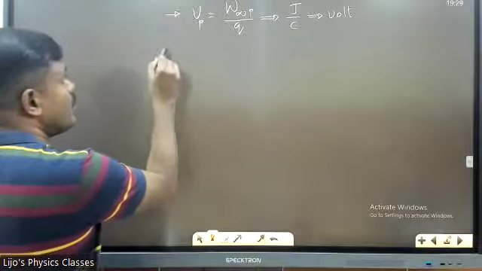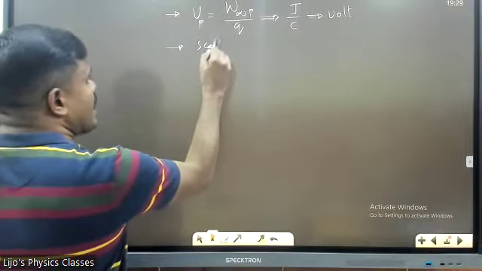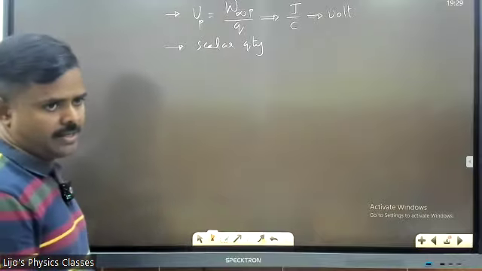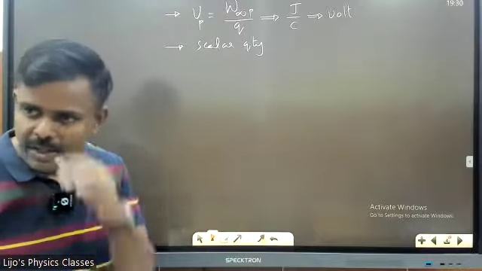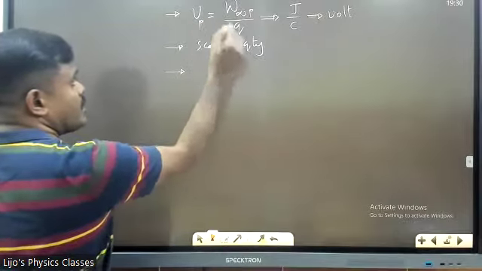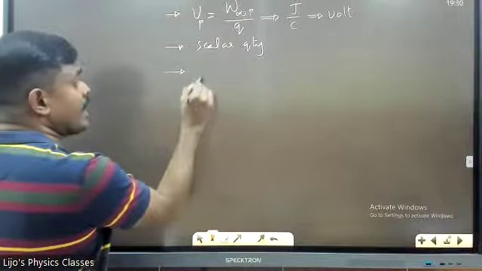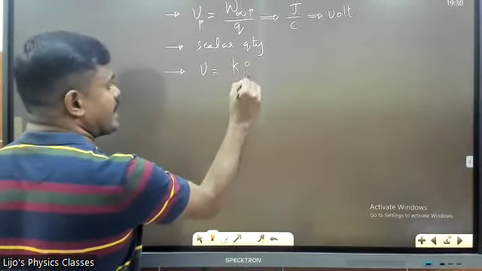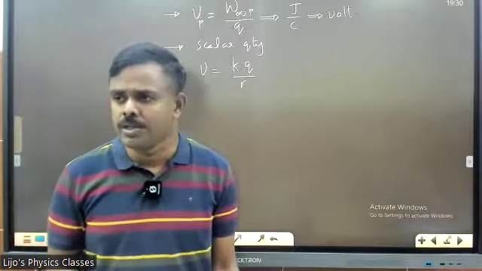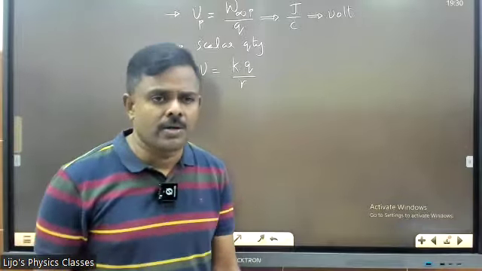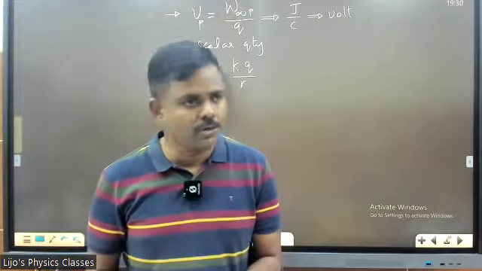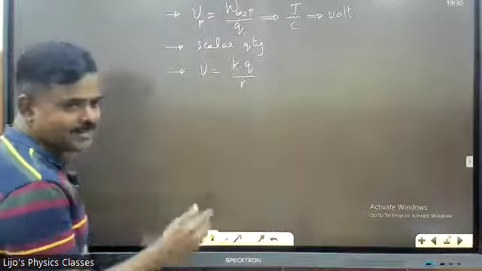Then I told you, potential is a scalar quantity. Potential has no direction. All right. Then we learn what? Potential unit we wrote. Potential is a scalar quantity. Equation for potential we derived just now. Do you remember it? 1 by 4 pi epsilon 0 into Q divided by R. That is KQ by R, right?